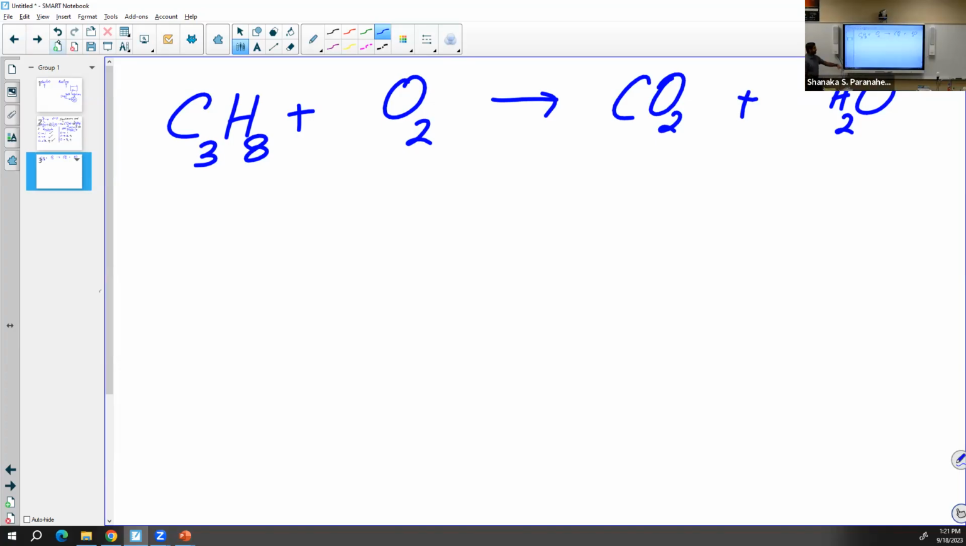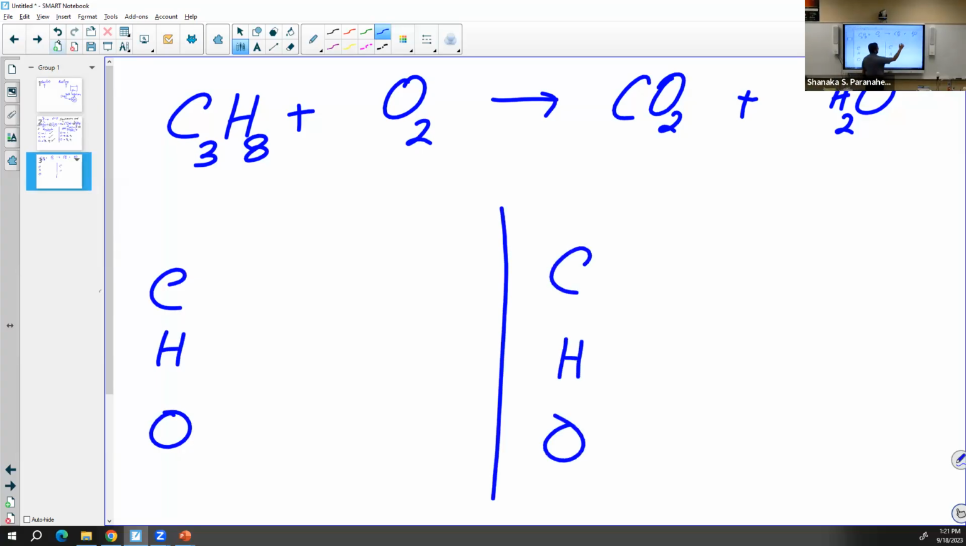So now, when you see a chemical reaction, the first step is to count the number of atoms. You're not going to do anything else with a chemical reaction first. So first we are going to identify the elements. There are 3 different elements present on the reactant side and the product side. Those are carbon, hydrogen, and oxygen.